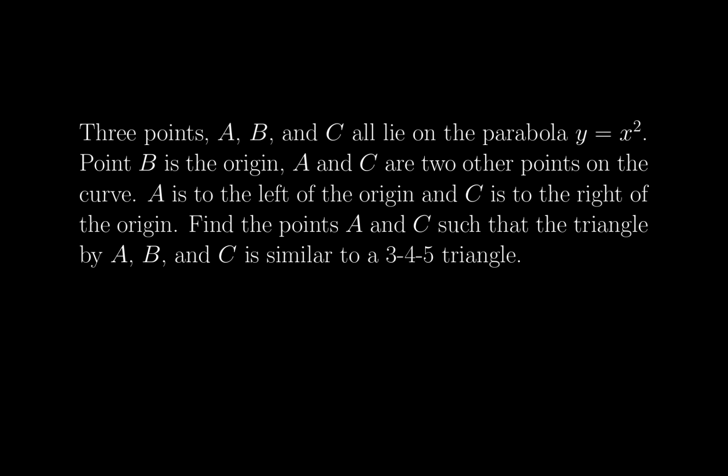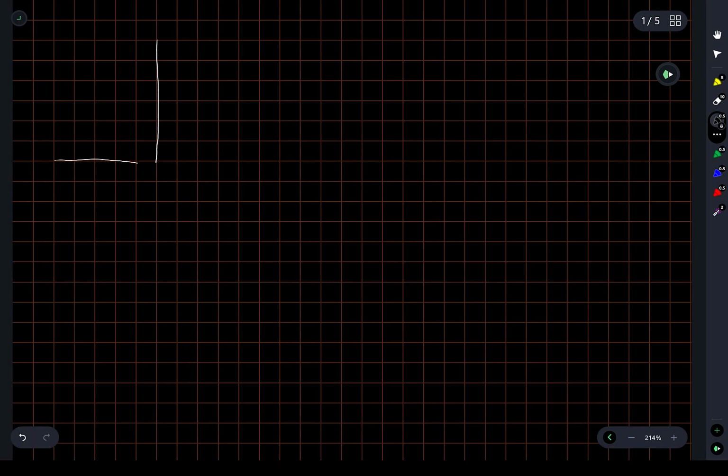Okay, so this time we will have 2 degrees of freedom. We can move point A to the left and point C to the right, but they don't have to move left and right the same distances.